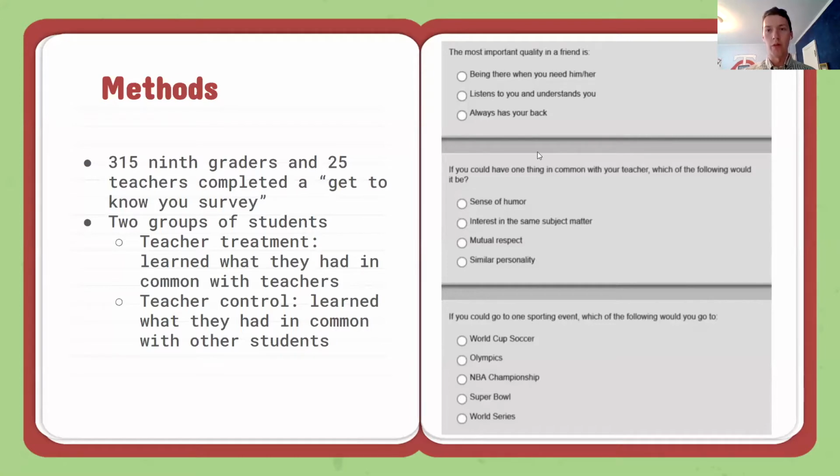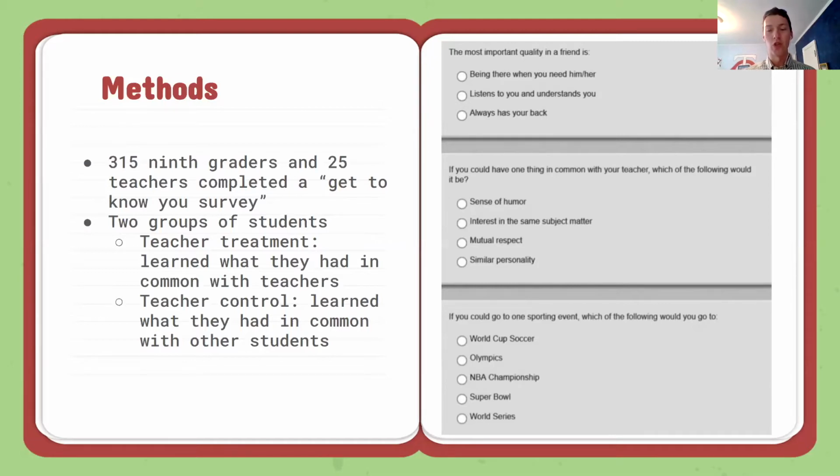Most important quality of a friend. If you could go to one sporting event, which one would you go to? So students and teachers completed the survey, and then students were split into two groups. You had the teacher treatment group. These were students who, 2 weeks after taking the survey, were told what answers they had given that were similar to their teachers' answers.